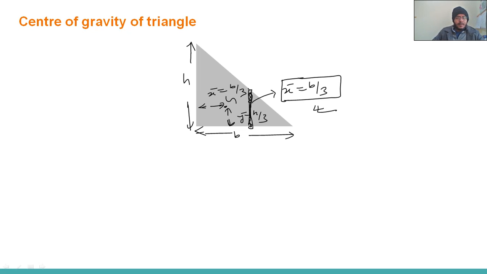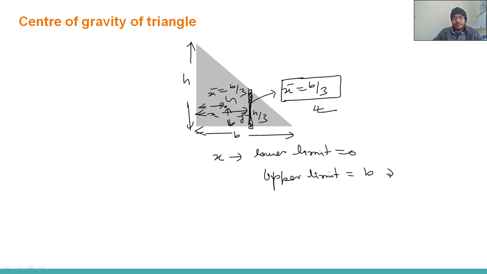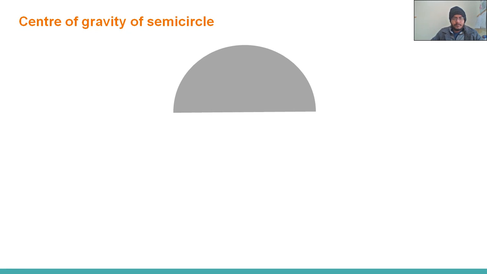Okay. In that, suppose you are taking x like this. In this case, you will see the lower limit of x will be 0, and the upper limit will be b. Okay. So by doing the same procedure, you will get x bar is equal to b by 3. Okay. Now come to the semicircle.